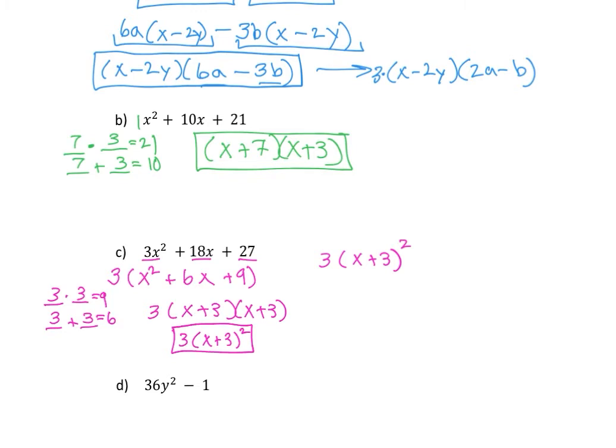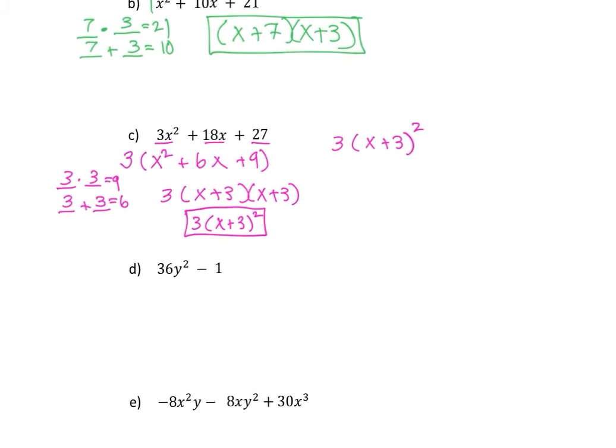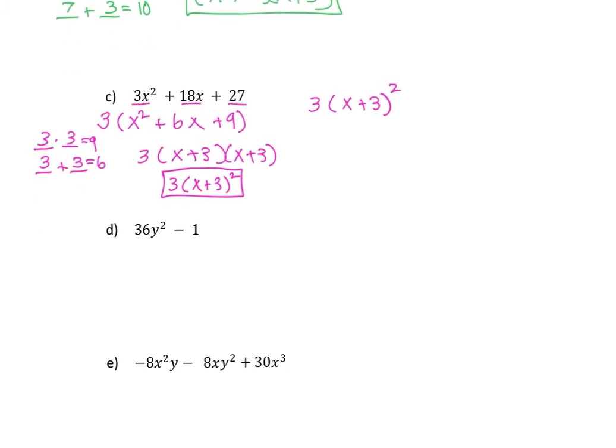Some nice basic factoring to start out. Now D is a little bit different because it has only two terms. If the factoring we're trying to do has only two terms, we need to check whether the two terms can be broken up as perfect squares or perfect cubes, or maybe even both? In this case, 36 and y squared are both perfect squares.